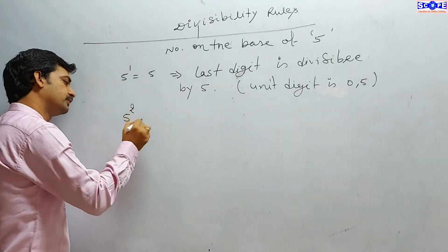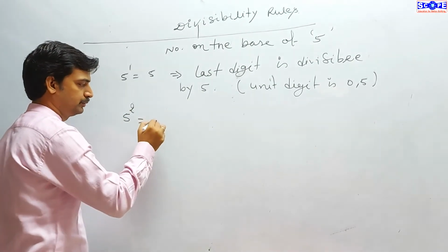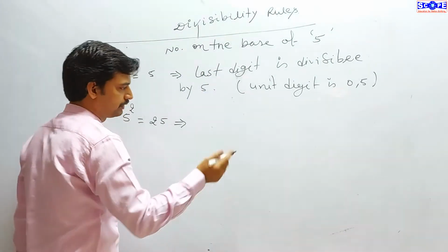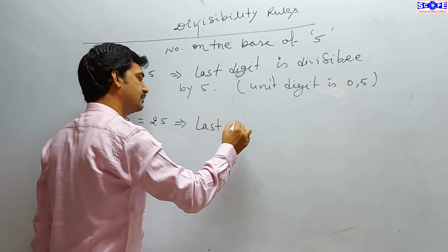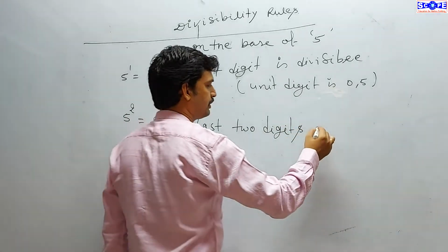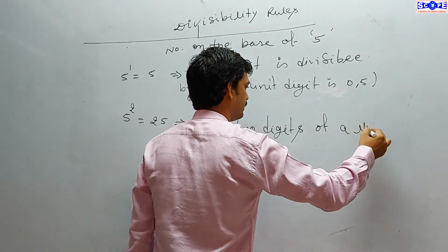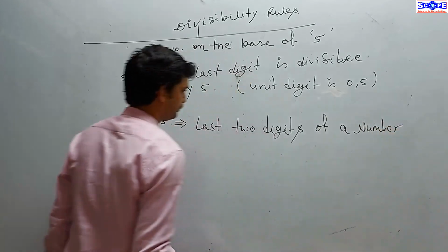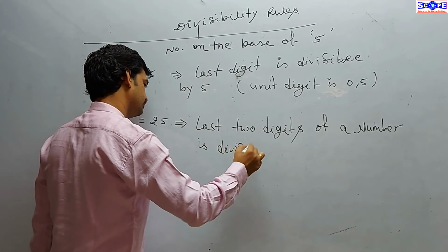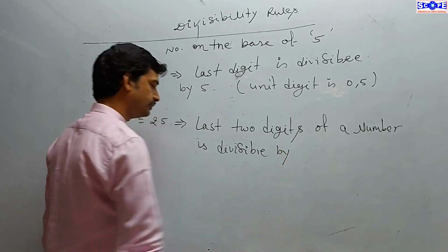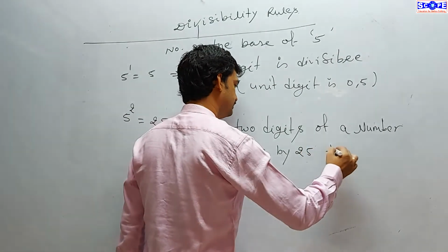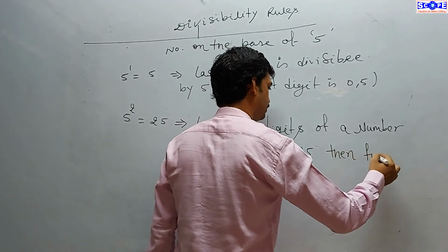Now I am increasing the power. 5 raised to 2 means 25. So the rule of 25 becomes what? 1 power 1 digit, 2 powers 2 digits. So I'll say that if the last 2 digits of a number are divisible by 25, then the full number is also divisible by 25.